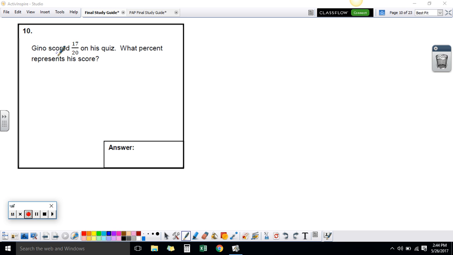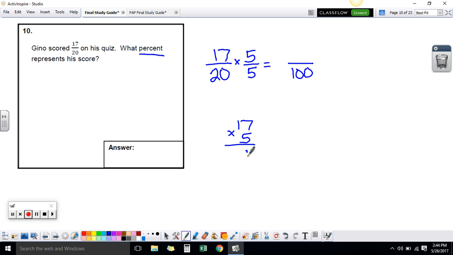Number 10. Gino scored 17/20 on his quiz, or 17 out of 20. What percent represents his score? Remember that percents are always out of 100. So we've got 17 over 20 equals a percent out of 100. This one's kind of easy. How does this 20 turn into 100? Times 5. Multiply the bottom, multiply the top, and I'm going to show a little work here. 17 times 5, carry the 3. That's an 85. 85 over 100 means I've got 85%. So Gino made an 85% on his quiz.